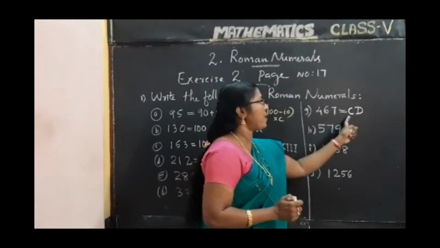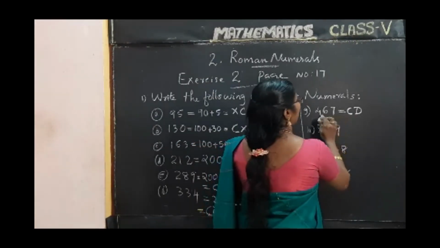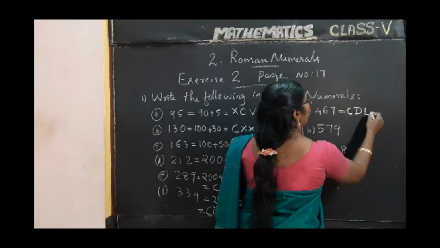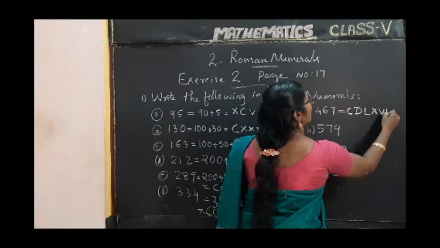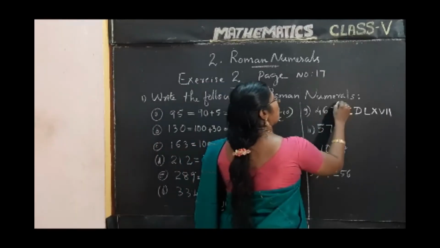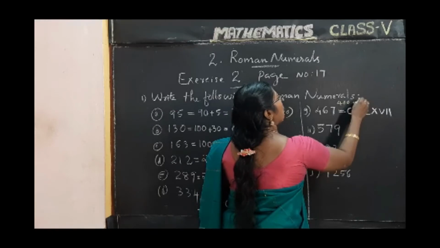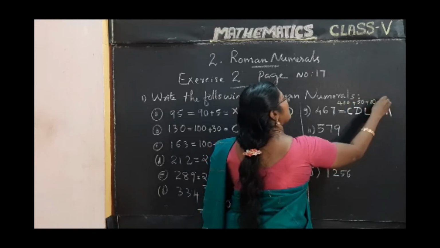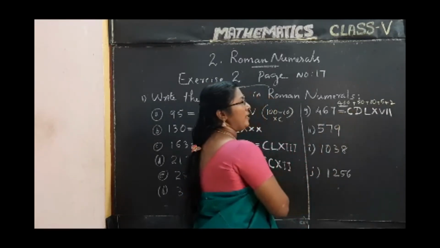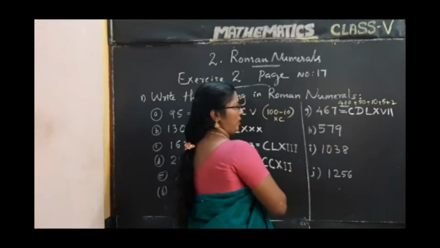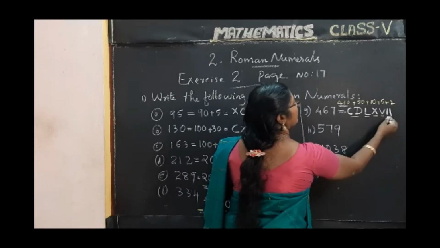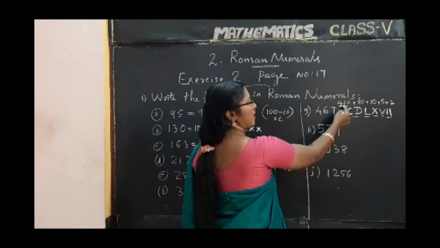D. 500 minus 100, that is 400, plus 60. 50 plus 10 is 60. Then 7: 5 plus 2. Okay, this is 400 plus 50 plus 10 plus 5 plus 2. I will write 400: 500 minus 100 is 400. And 50, 10, 5, 2. Okay.